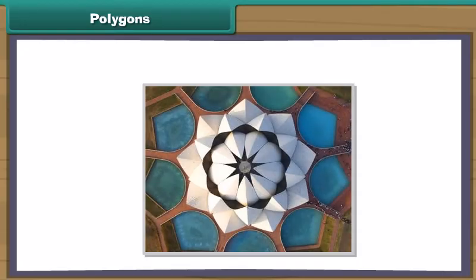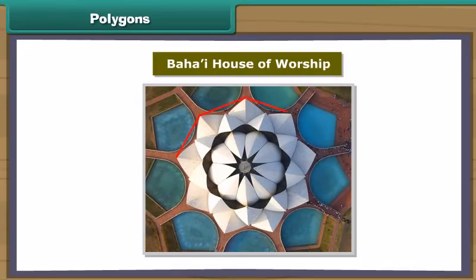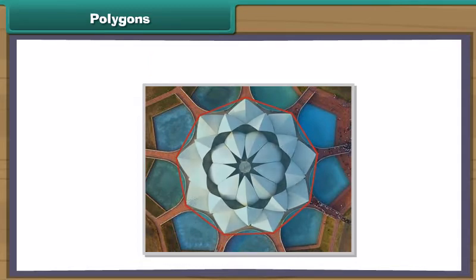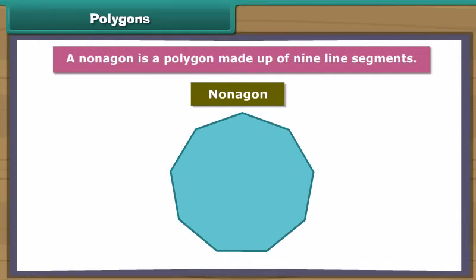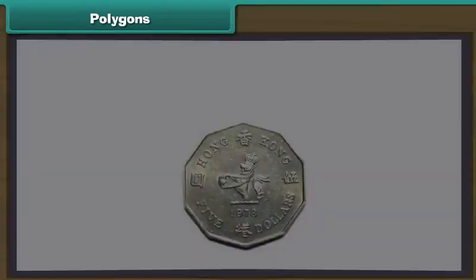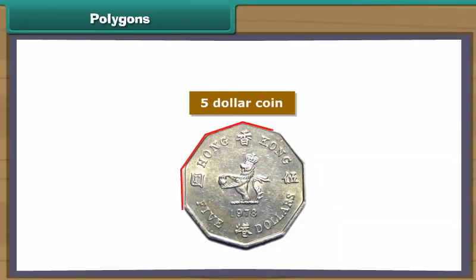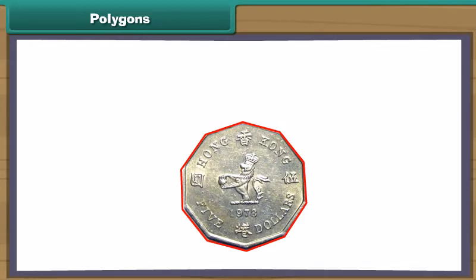Look at this image. It is the Bahá'í house of worship. All Bahá'í houses of worship have 9 sides. A nonagon is a polygon made up of 9 line segments. Here is an old $5 coin from Hong Kong. It has 10 sides. A decagon is a 10-sided polygon.